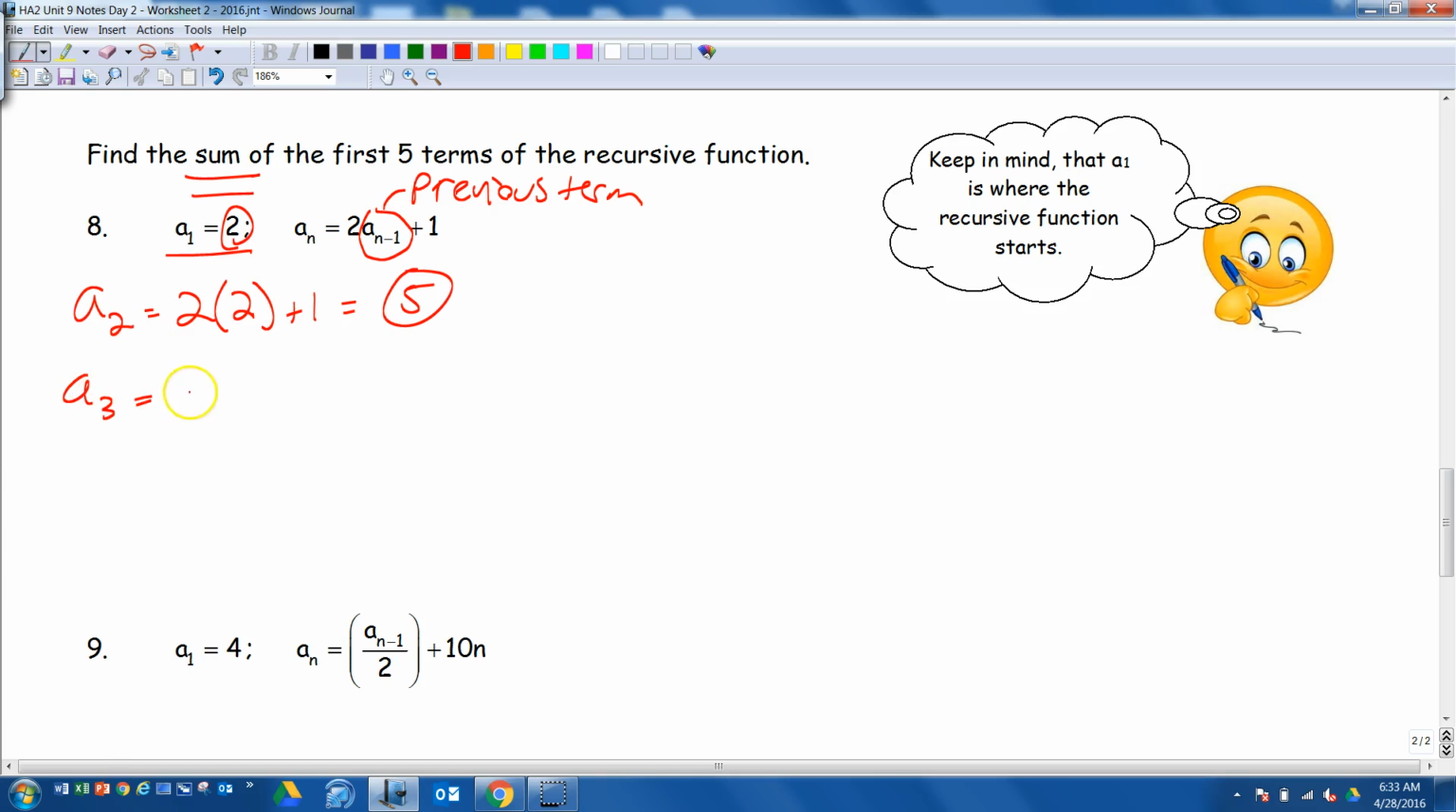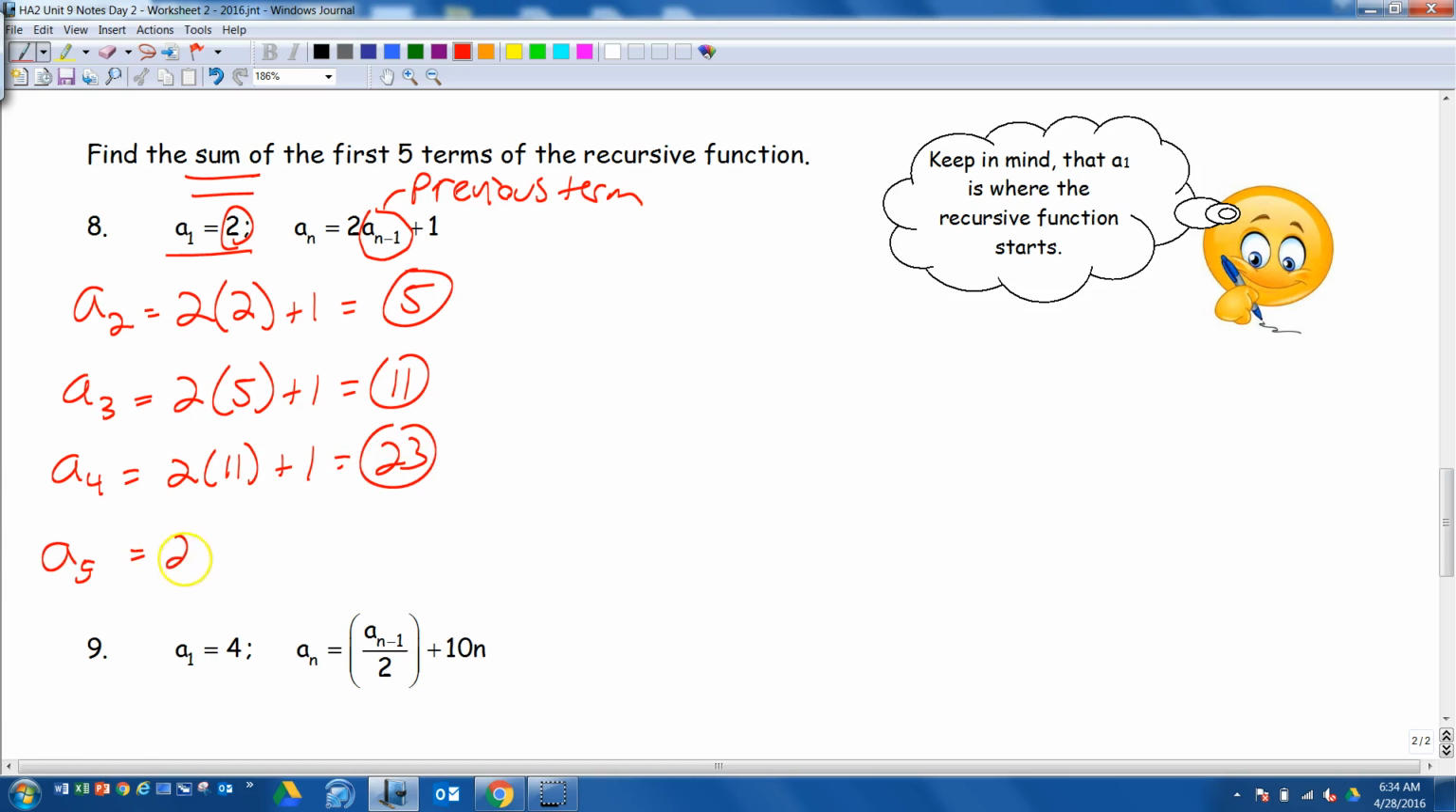Then a sub 3 is 2 times the previous term, which was 5, plus 1, which is 11. A sub 4 is 2 times the previous term, plus 1, so that's 23. And a sub 5 is 2 times the previous term, plus 1, so what is that, 46, 47. So now I just need to add those together. 2 plus 5 plus 11 plus 23 plus 47. And you get the sum of the first 5 terms is 88.